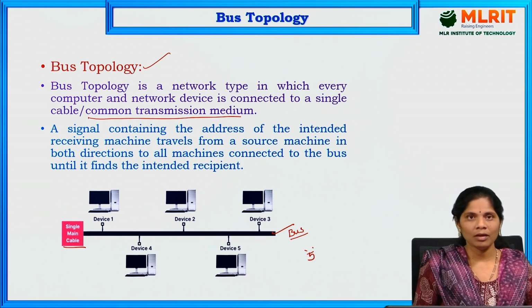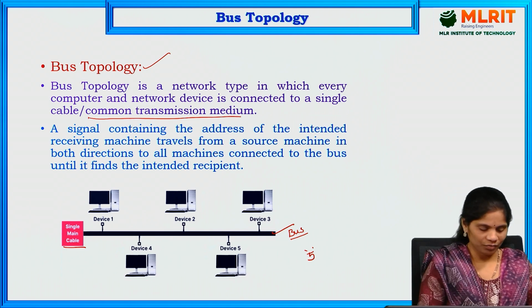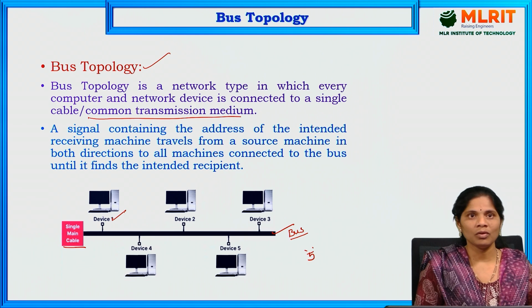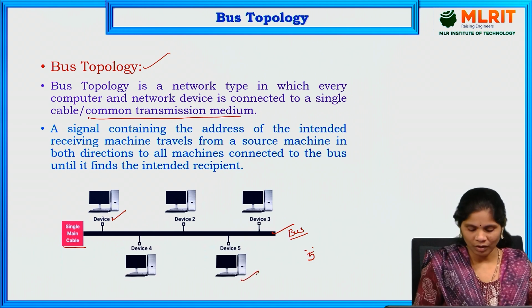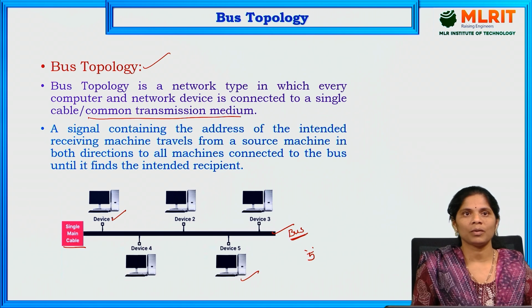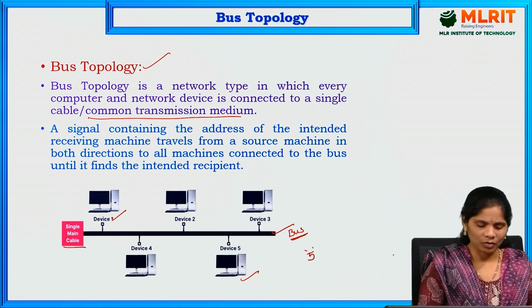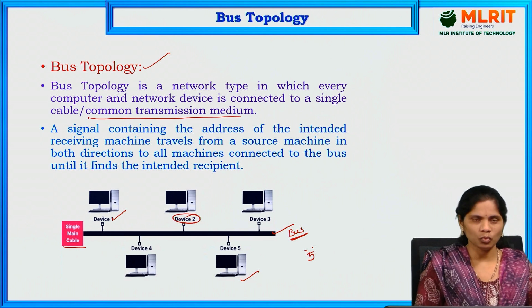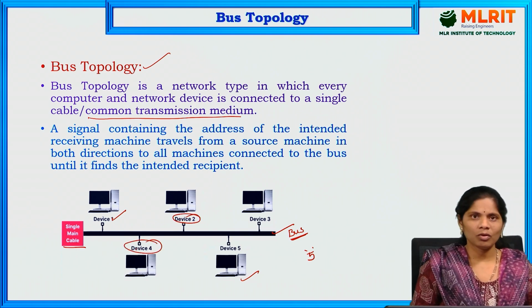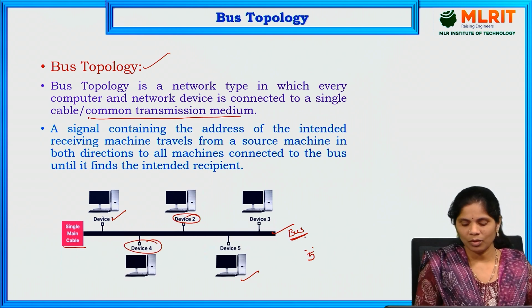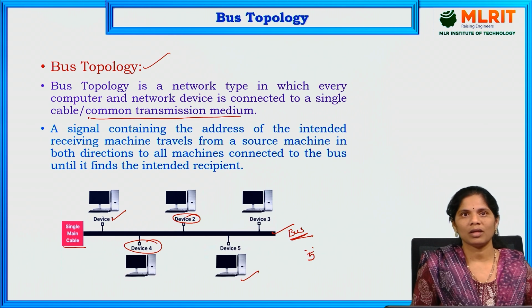This is the bus topology. Suppose this device wants to send some data to device 5, it is through the bus only. The data is going to be transferred from device 1 to device 5. At the same time, suppose I want to transfer data from device 2 to device 4, how is it going to be transferred? The same way, through the bus only we are going to transfer the data.